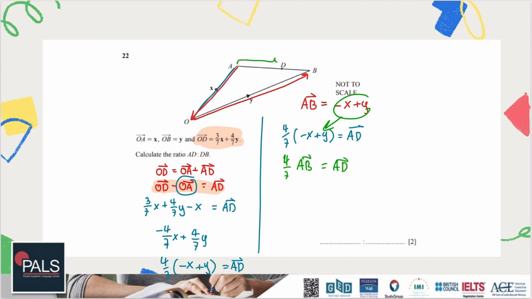So what does it mean? It means AB is minus x plus y, right? So AD is 4 over 7 AB. So what it means, the ratio of this one is 4 and the total is 7, so this part is 3. So it's 4 and 3.